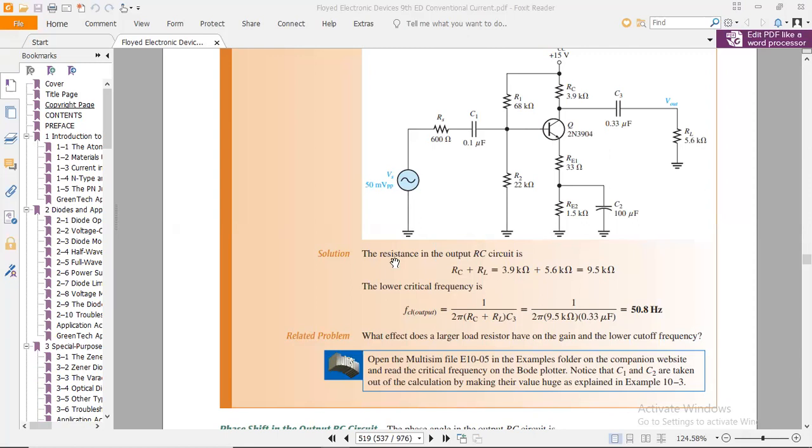Can anyone tell me what will happen if the load resistance increases, then what will happen to the gain and lower cutoff frequency? This is an assignment question also, and you have to mention the reason for what can happen here.